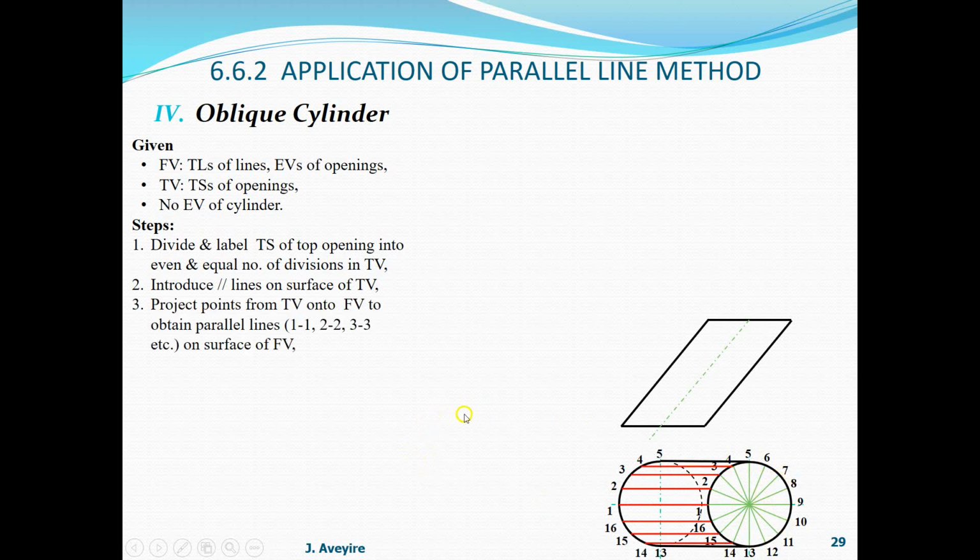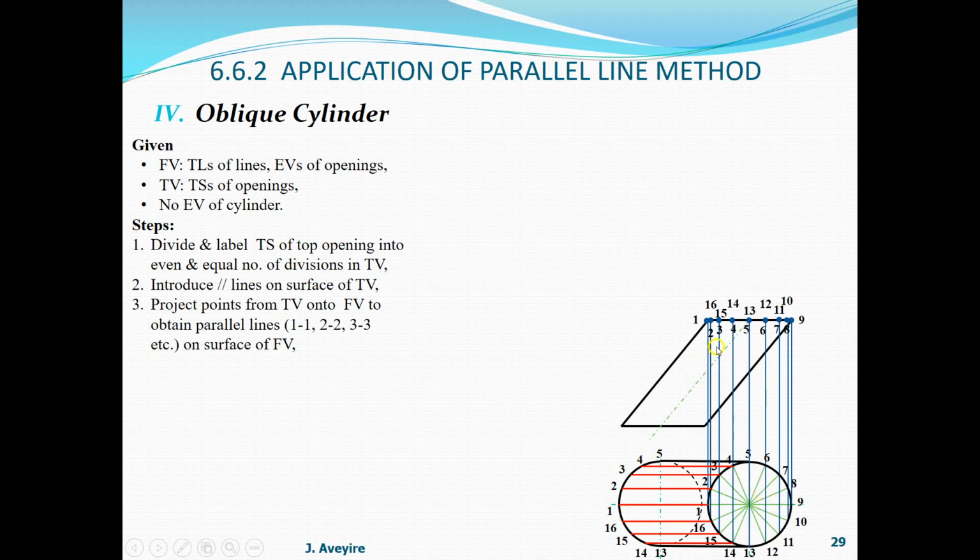Then now we go on to project these onto the front view to obtain those on the front view. So we take 1 and we get a point 1. Then we have 2 and 16, then 3 and 15, then 4 and 14, then 5 and 13, then 6 and 12, 7 and 11, 8 and 10, and then we go back to 9.